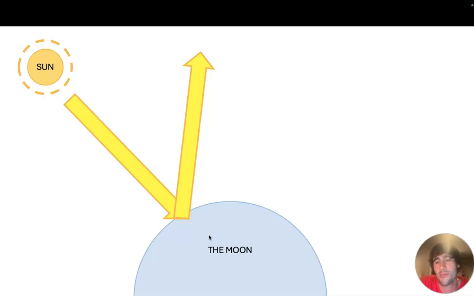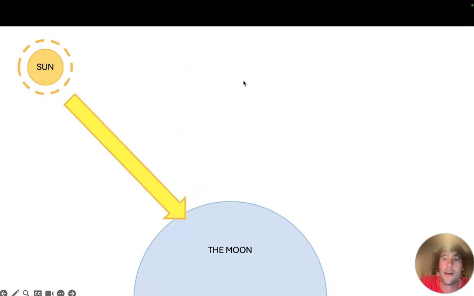Okay, and this happens all the time. The reason that you can see the moon in the sky is because there's sunlight hitting the moon and it's being reflected into your eye. That's how you see things. And yeah, it's reflected. So we can see the light that's bouncing off.